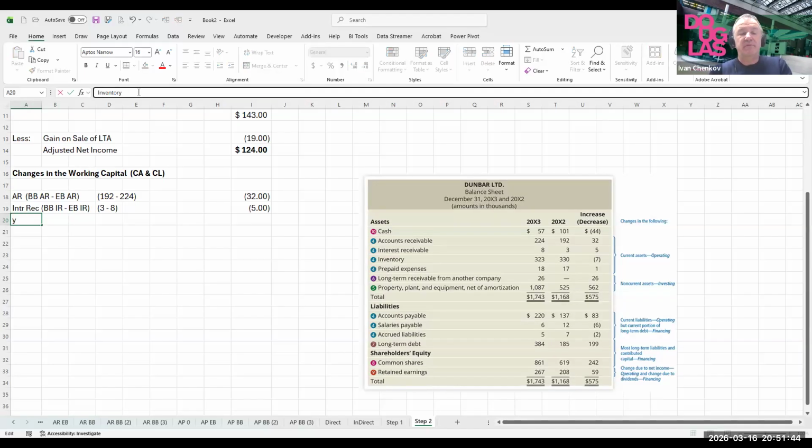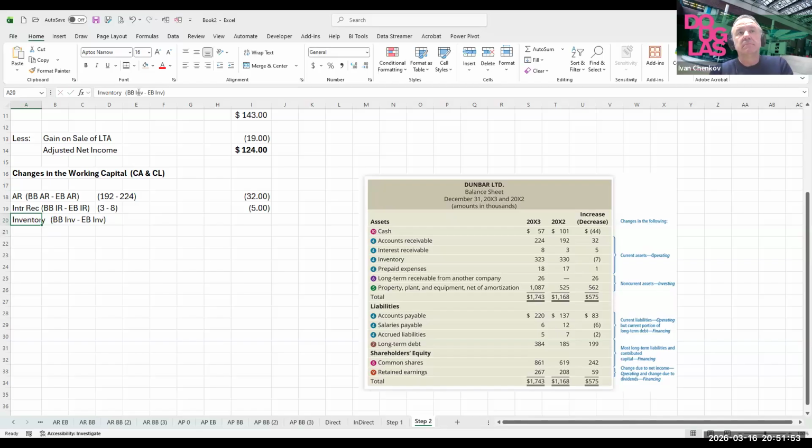The same thing that we did before. Beginning balance of the inventory minus the ending balance of the inventory. So, what is our beginning balance here? Beginning balance is 330 minus 323. If we apply the formula, it's going to be 330 minus 323. $7 increase. Let's think about it logically.